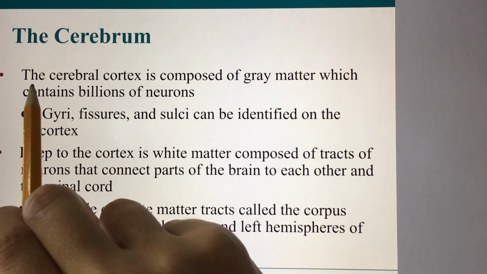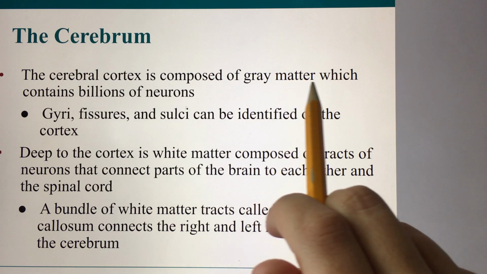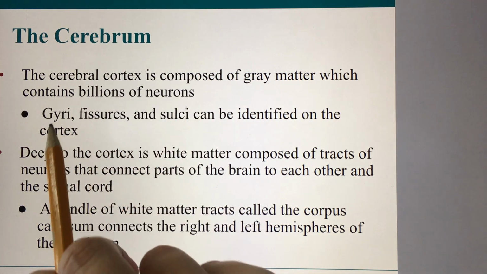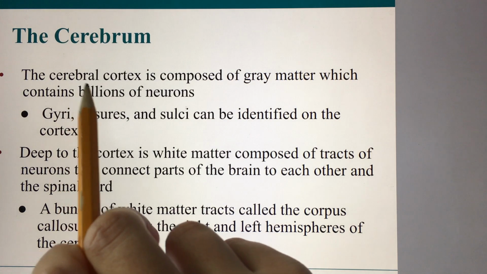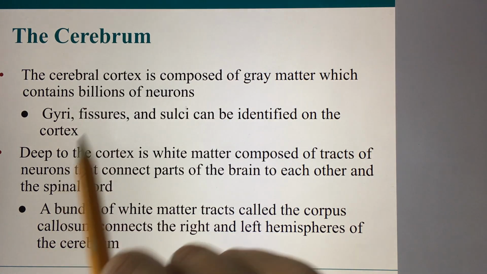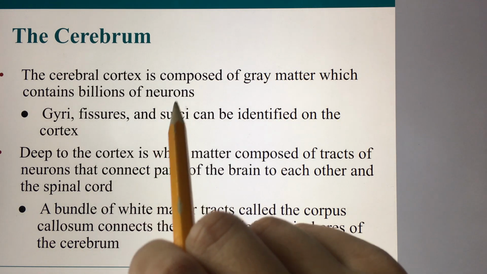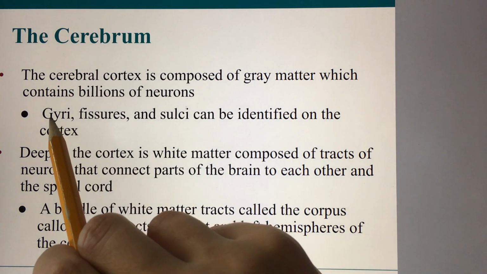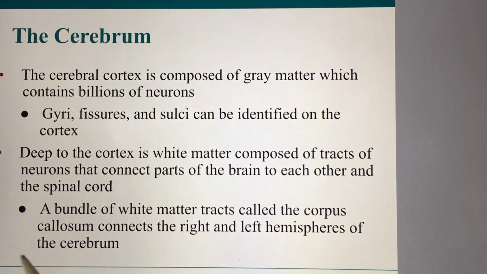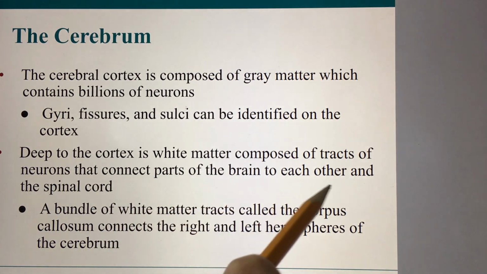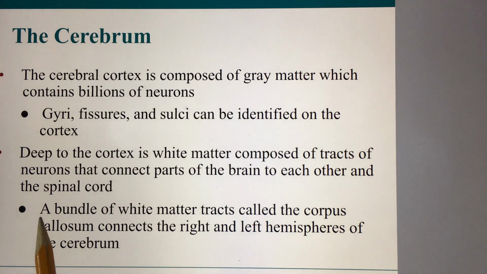Okay, so the cerebral cortex of the cerebrum is composed of gray matter, which contains billions of neurons. It has gyri, those folds, the fissures, the slits between various sections of the cerebrum, and sulci, the smaller gaps between the gyri. They can be identified by looking at the surface of the cortex. Deep to the cortex is white matter composed of tracts of neurons that connect parts of the brain to each other and the spinal cord. A bundle of white matter tracts called the corpus callosum connects the right and the left hemispheres of the cerebrum.